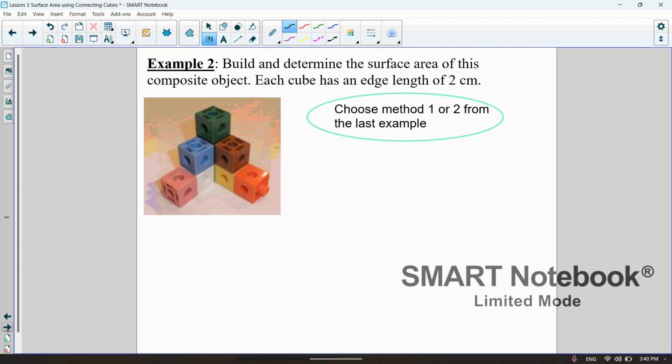It says build and determine the surface area of this composite object. So I'll give you a second to go ahead and make that shape. I'm making it too. And then you get to choose the method of your choice to find the overlap or to find the surface area. So I'm still making the shape. I'm going to do both methods just briefly for you, so I'll draw them out.